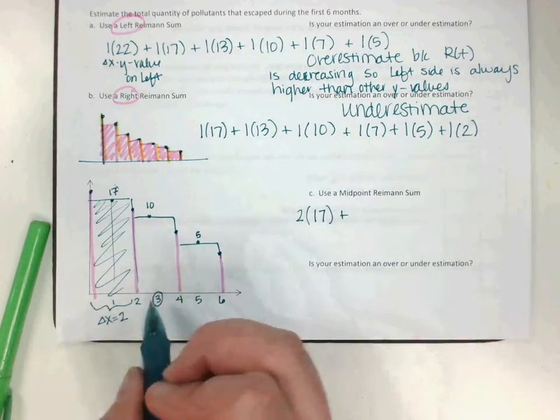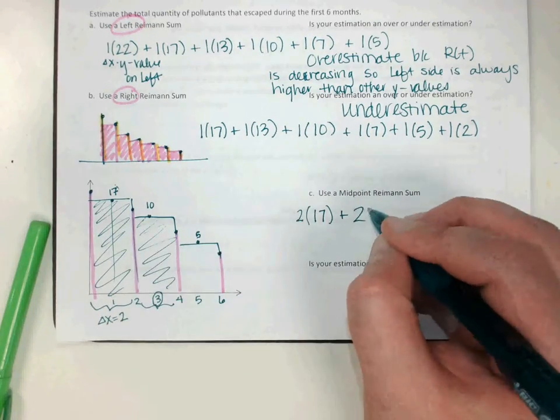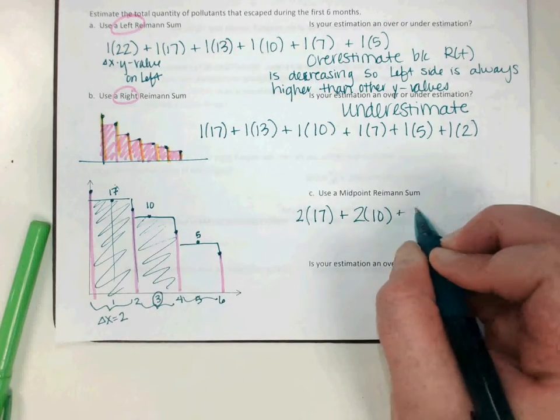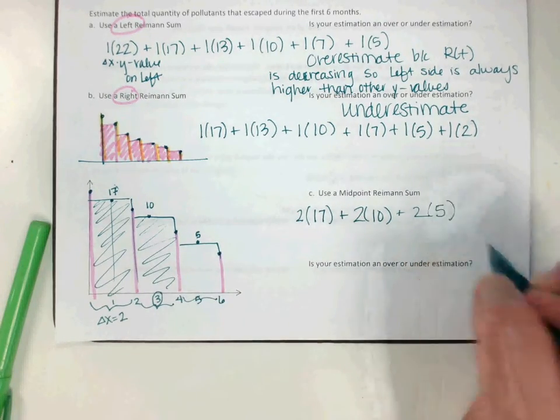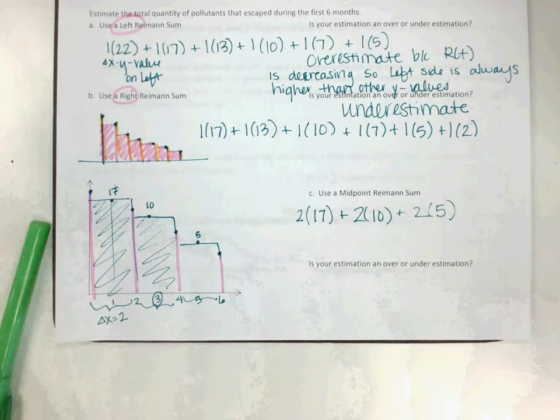Plus, your second y value was still a width of 2, but now it's multiplied by 10. And then your last one is a delta x of 2, but a y value of 5. Does that make sense? They can't do that. If it was an odd number of intervals, they'd either have to give you another point, or they'd have to pick left or right, not middle. Okay?